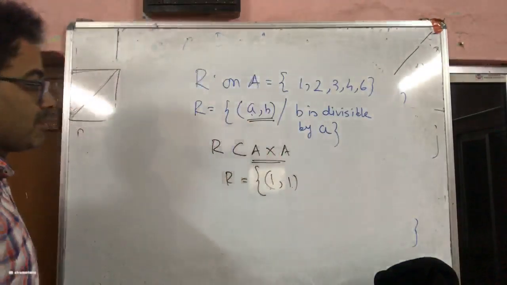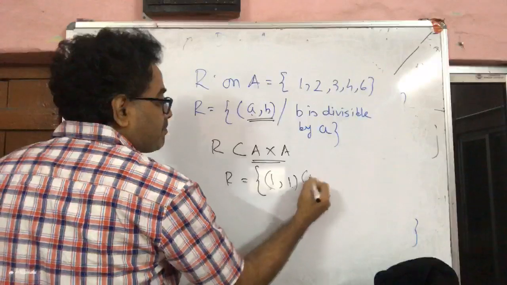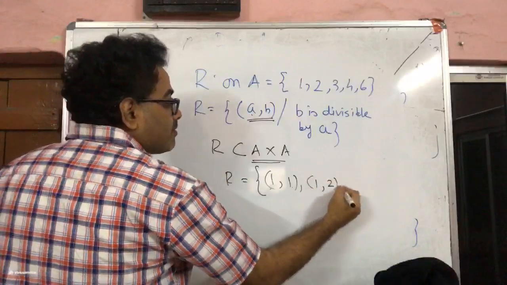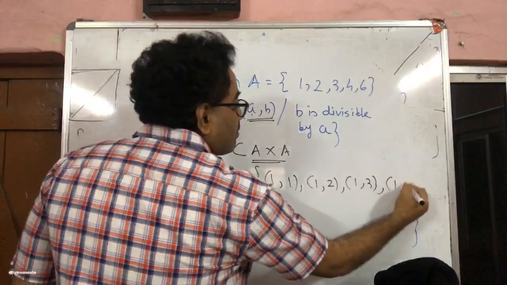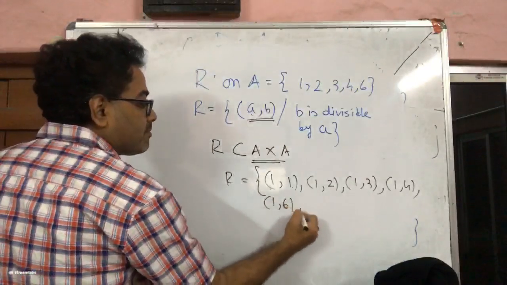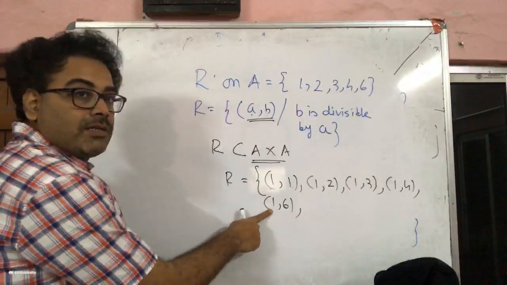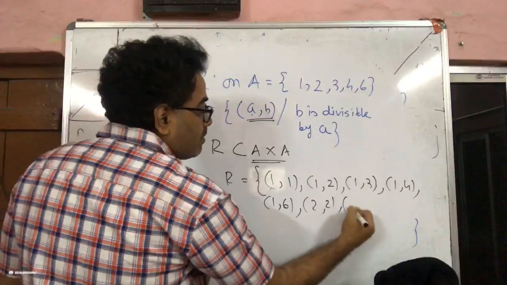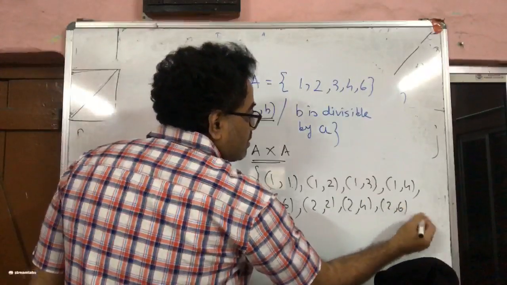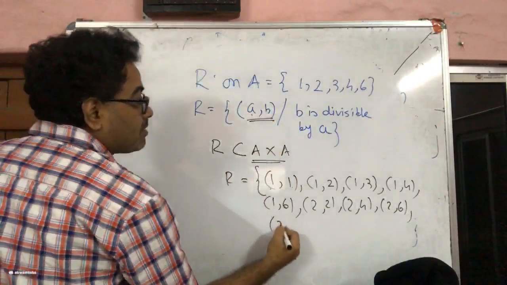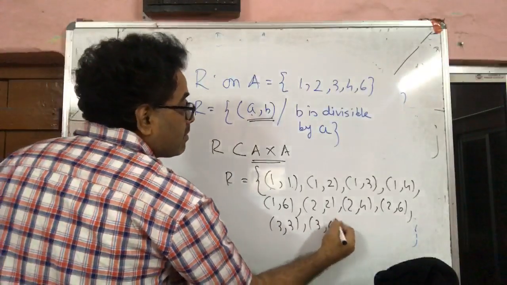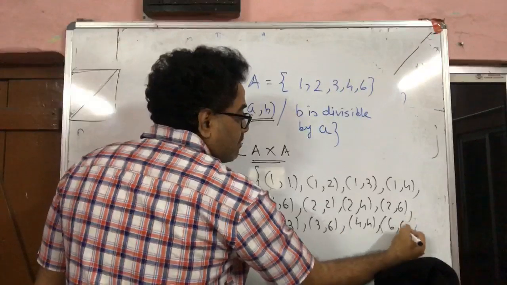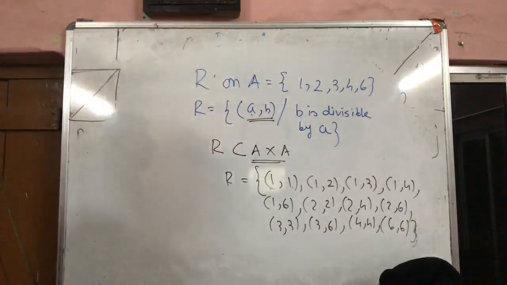If 1, 1. 6 is also divisible by 1, not 2. 2 2, 4, 2 6. Now 3 3, 3 6. Now 4 4. Now 6 6. Let us count. 4, 4, 4, 12.